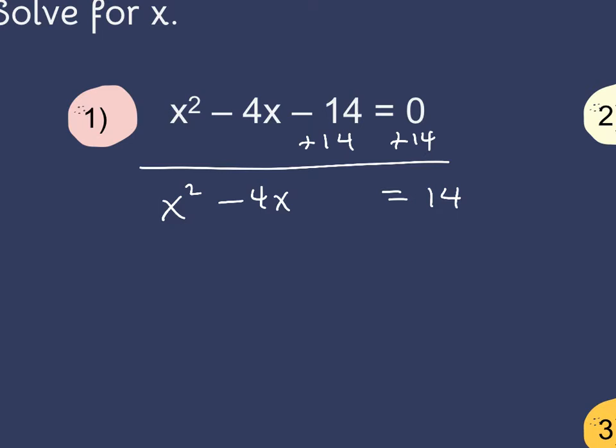So my b term, remember, is the number that's in front of x. I don't take the x with it, just the number. So I'm going to take that 4, divide it by 2, and then square it. So 4 divided by 2 is 2. Then I square the 2 and I get 4.